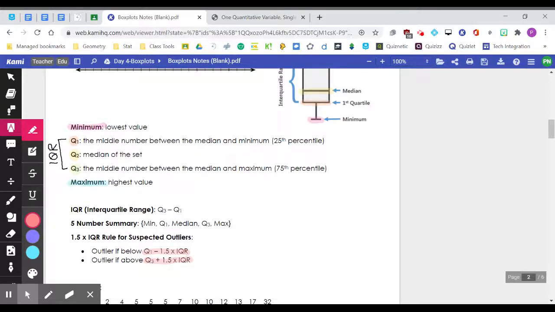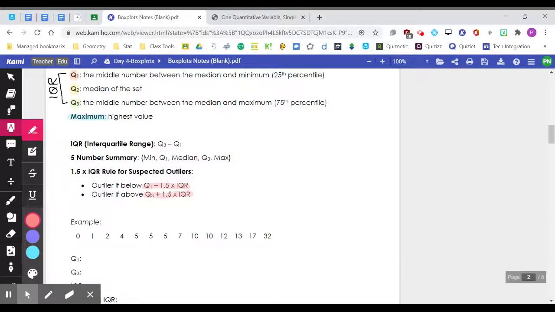So the first one is Q1 minus 1.5 times the IQR. And then if a number falls below that number, then it's going to be considered an outlier. And then same thing if it falls above this one, Q3 plus 1.5 times IQR. And we'll do some practice problems with those so that they make a little bit more sense.